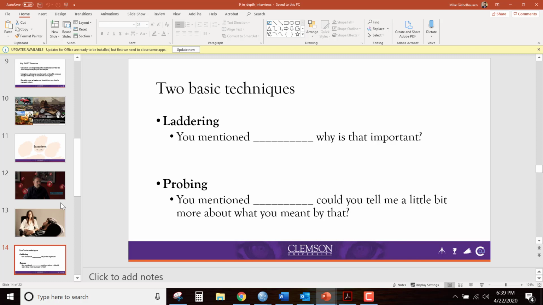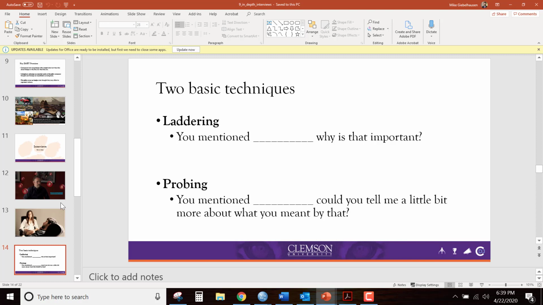So that's probing. And then when you feel you understand that, you ladder that concept. You say, well, why is that important to you? What would happen if that wasn't there? And those are essentially the 2 basic types of questions you need to conduct an in-depth interview. If you just listen for people to say interesting things and say, oh, that's interesting, what do you mean? Tell me more about that. And ladder, like, oh, why is that important? You can talk to people for 2 hours with only those 2 questions.